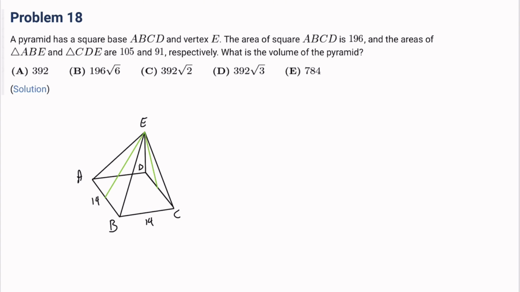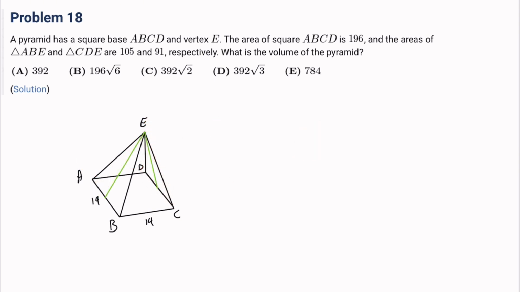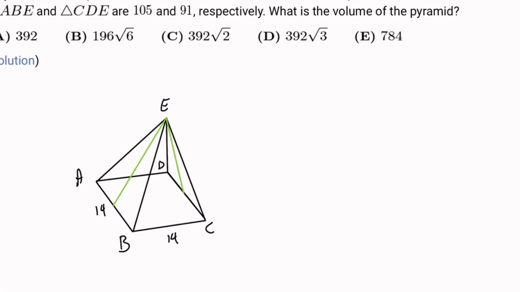That area is equal to this times 1/2. Since this is 7, this would be 105 divided by 7, which is 15. Same thing here, there's a right angle right there. So this is 7 times this much, which similarly is 91 divided by 7, equal to 13, right? So this much is 15 and this much is 13. Let's write that down: this is 15 and this is 13.